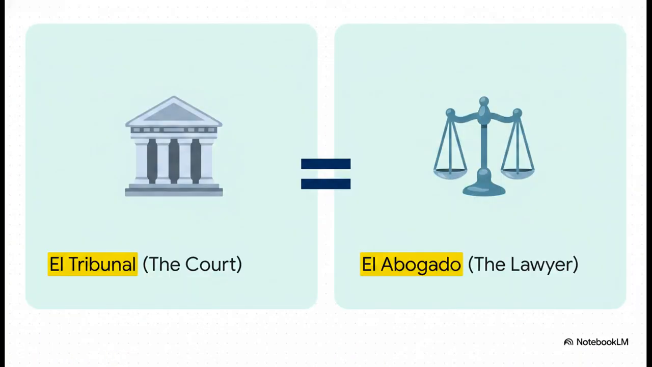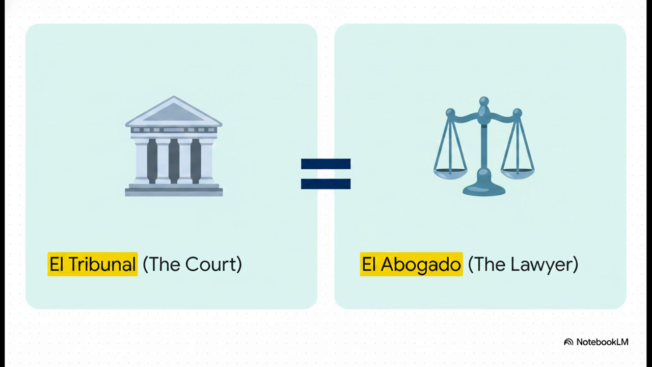Now let's look at another really essential pairing from the text. We have el tribunal, the court, paired directly with the corresponding profession, el abogado, the lawyer. It's actually kind of fascinating how the source text organizes these community locations. In one of the mapping exercises, it even points out that the lawyer's office is located directly opposite the police station. Little world-building details, right? But for our purposes today, just lock in that pairing.